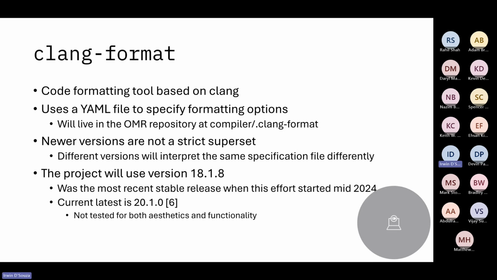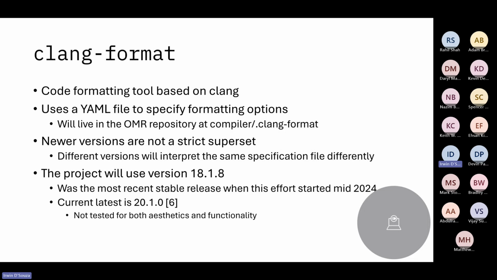The project is going to use 18.1.8, only because that was the most stable release when this effort started. The current latest is 20.1.0, but I haven't tested it for aesthetics or functionality. I'm disinclined to use the latest right now because that will require further vetting. Not to mention every release adds more configuration options, and it's okay not to specify them, but I don't know what the defaults will entail in terms of aesthetics. So in my opinion, it is better that we stick to the version that people have seen embedded.